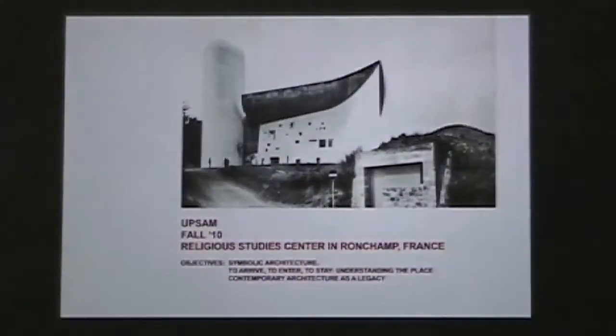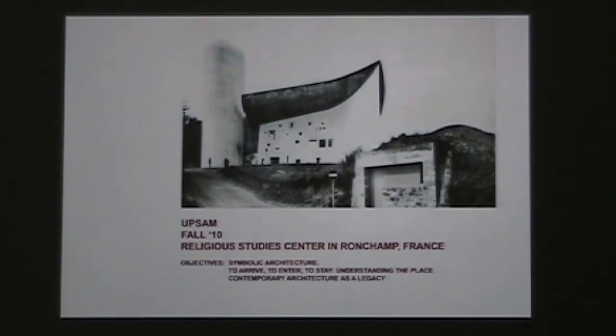Okay, we're getting to the end of these studios. Then we also organized a 2-semester course, but in this case, it dealt not with opposites, but with identical situations. First one, in 2010, we proposed a religious study center near Ronchamp in France. And so the objectives were about the symbolic architecture, how to arrive, how to enter, and how to stay, understanding the place, and the idea of contemporary architecture as a legacy.